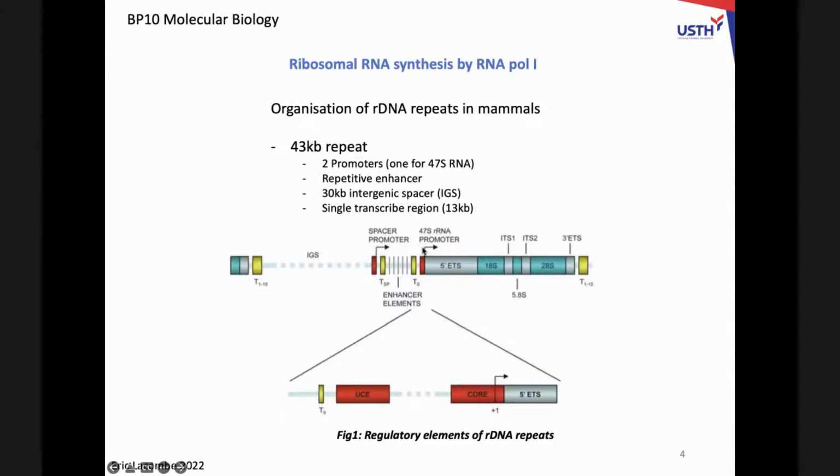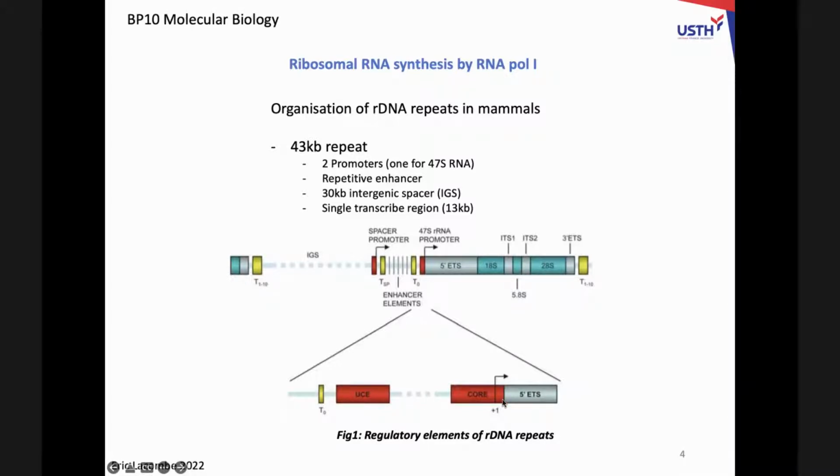This is transcription start. The first thing that is quite complicated to understand is that we've got two promoters inside this repetition. I'm going to first talk about what they call the 47S rRNA promoter and how it's working, and then I'm going to tell you what this spacer promoter is. So technically, what is happening?